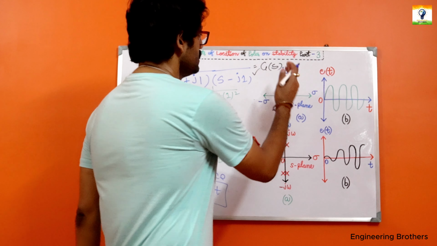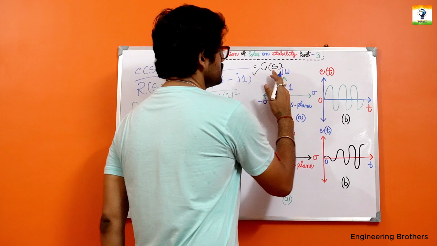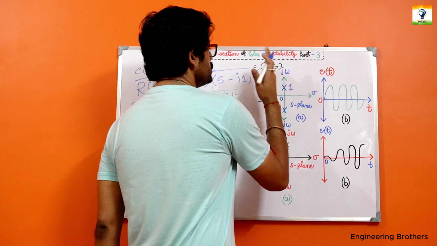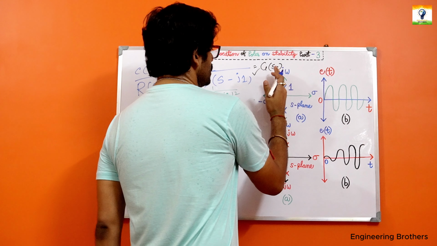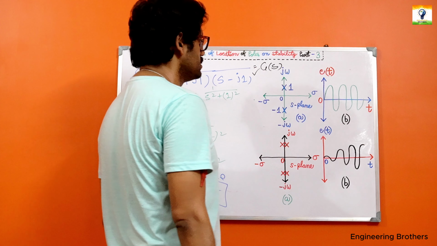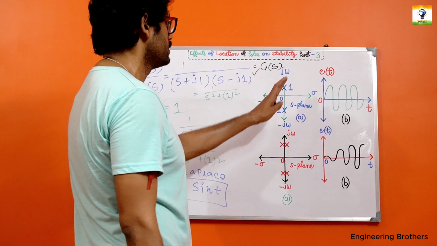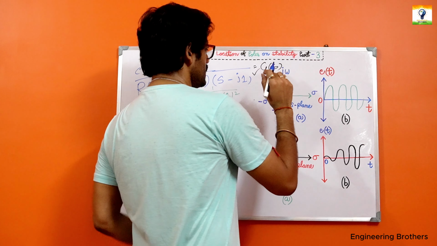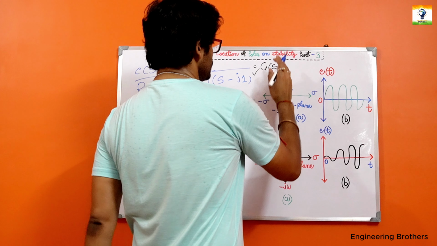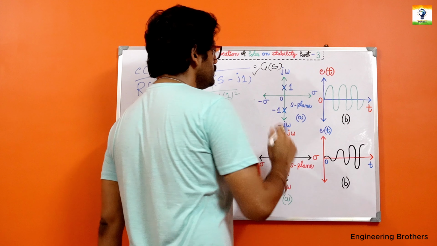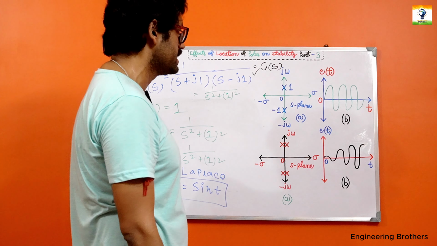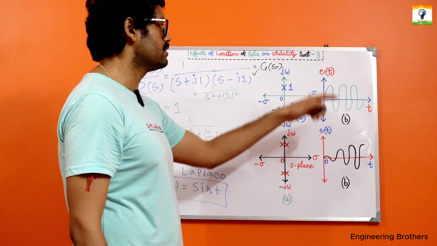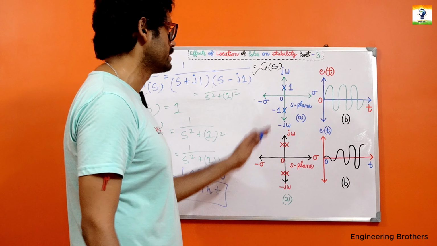Because of that, if you shift these poles to the right hand side of the s-plane, the system will become unstable. If you shift these poles to the left hand side of the s-plane, it will become stable. But if the poles are placed at the middle part of the s-plane, on the axis, then we can say that the system is marginally stable.